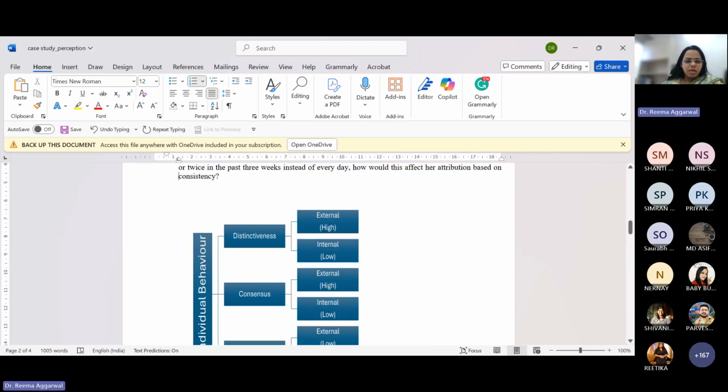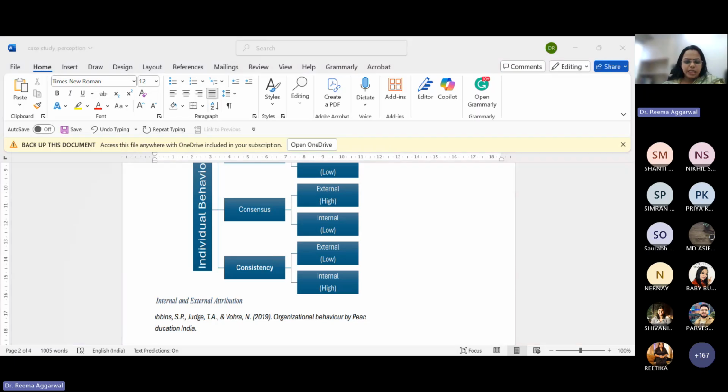So you are saying, let me just open the slide. Case study. You are saying attribution is given to an internal factor. Okay. Now, what could we say about all the three components? You have to explain all three components. Consistency, consensus, and distinctiveness. Okay?